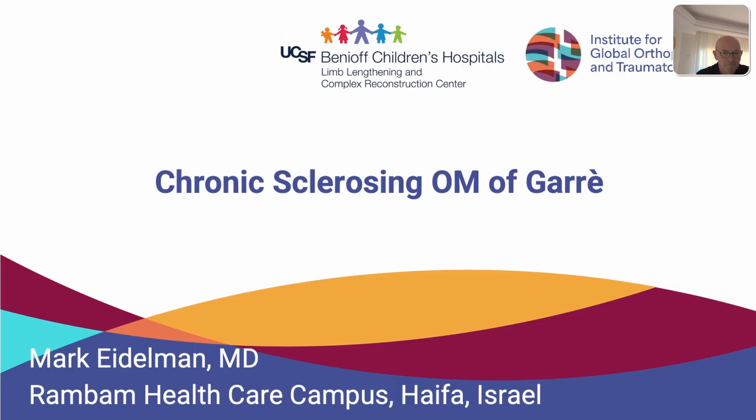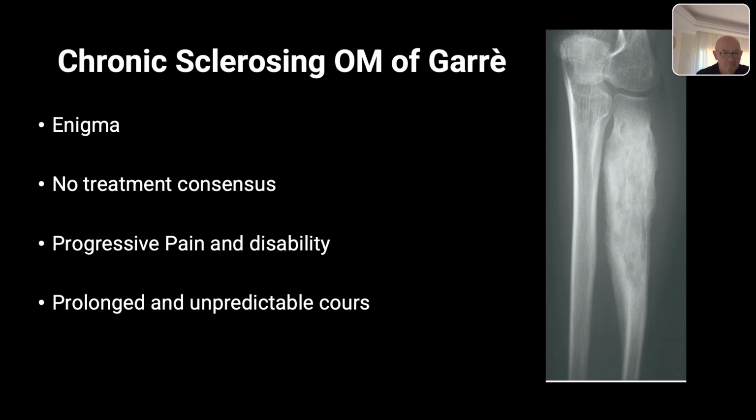Well, my case is about chronic sclerosing osteomyelitis of Garrè. Next slide, please. So Garrè is really an orthopedic enigma, exactly like Perthes disease. There is no treatment consensus, and there are different treatment courses.